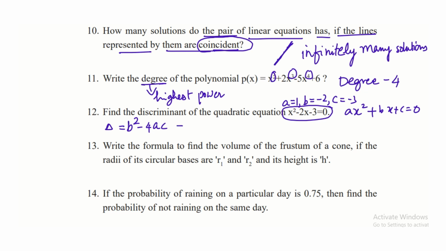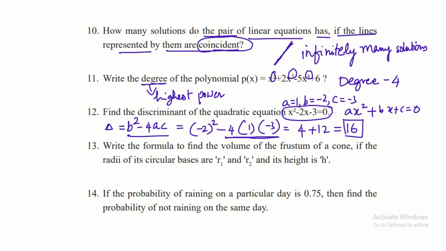So let us substitute these values in the discriminant. So b is replaced by minus 2. So minus 2 the whole square, then minus 4 into a value is 1 and c value is minus 3. So minus 2 the whole square is plus 4, then minus 4 into 1 into minus 3, that will give you plus 12. So 4 plus 12 is 16. So discriminant of this equation is 16.